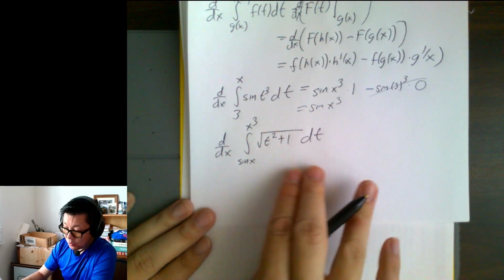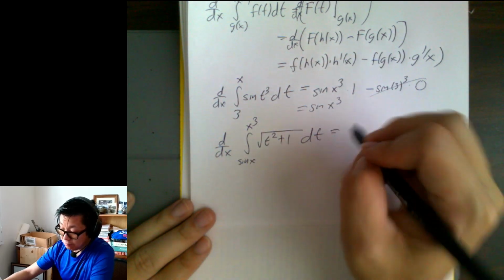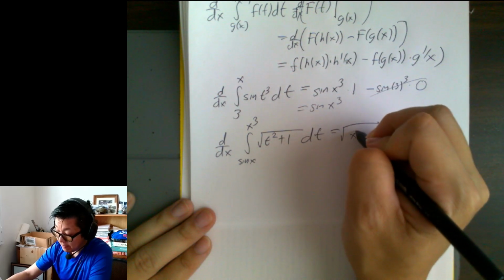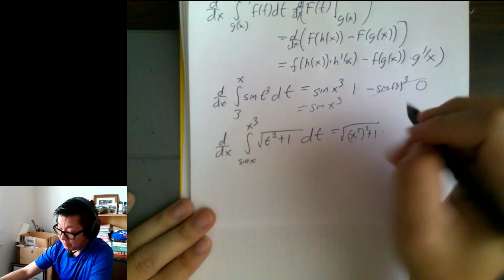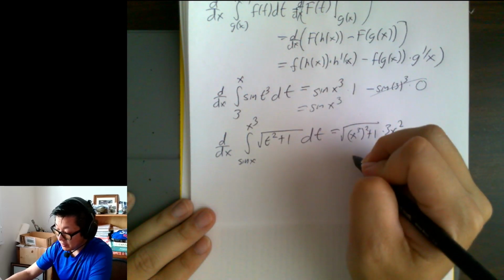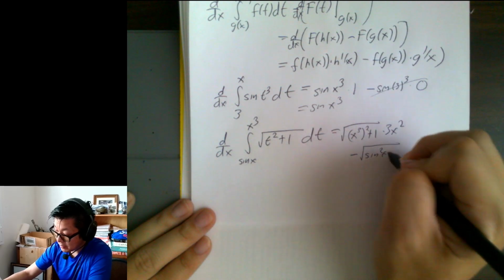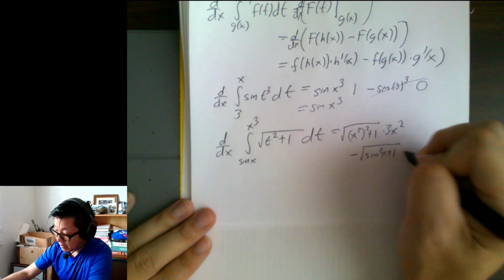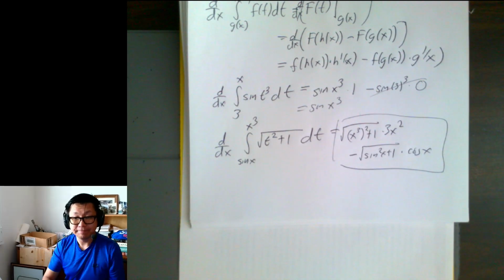Okay, so what I would do, again, I don't need to know the antiderivative of this. Plug in the top bound, multiply by the derivative, minus, plug in the bottom bound, multiply by the derivative of the bottom bound. And that's it. Hope that helps.